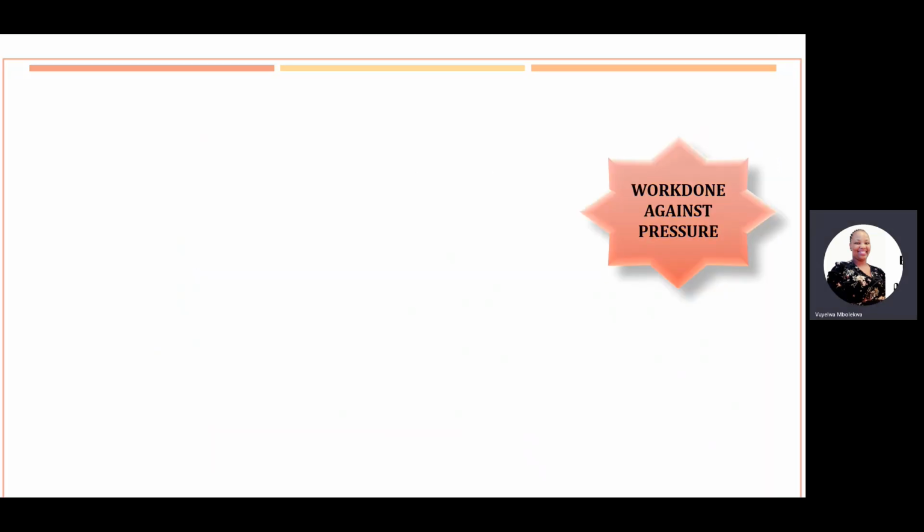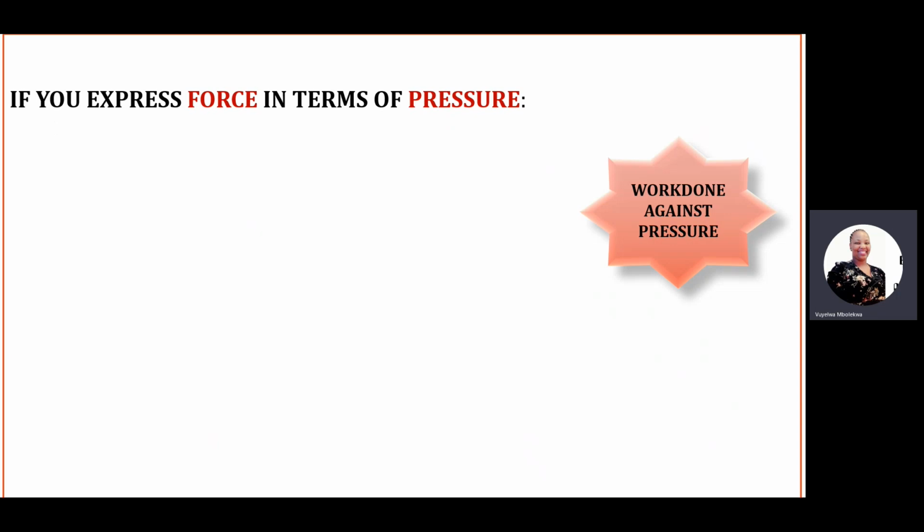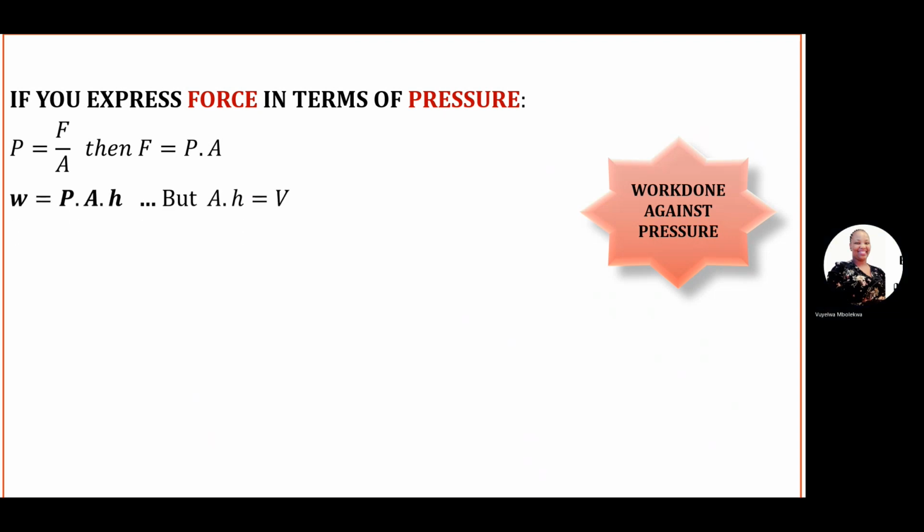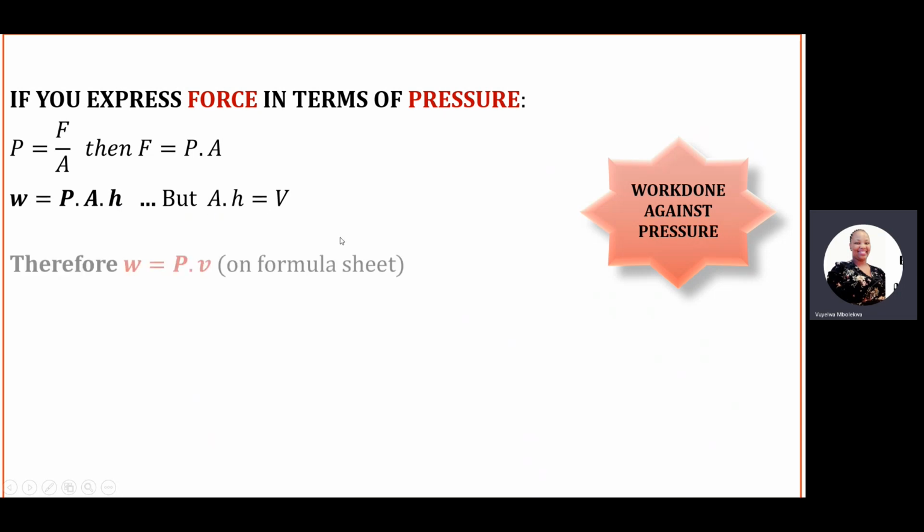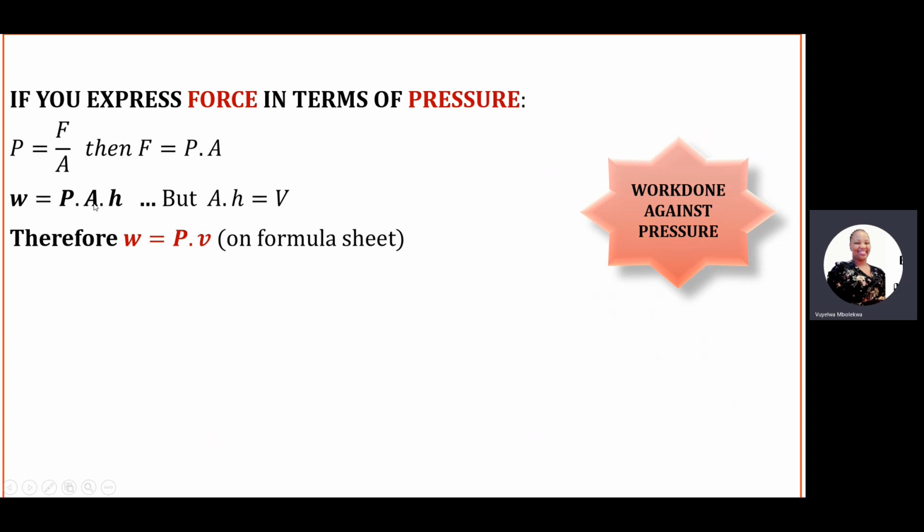If you have to express force in terms of pressure, remember that pressure is force over area. Therefore, force is pressure times area. So work done will be pressure times area times height, because pressure times area stands for force. So this is force times distance. Distance is the height, and pressure times area is the force. But area times height equals volume. Therefore, instead of area times height, we can say work done is pressure times volume.